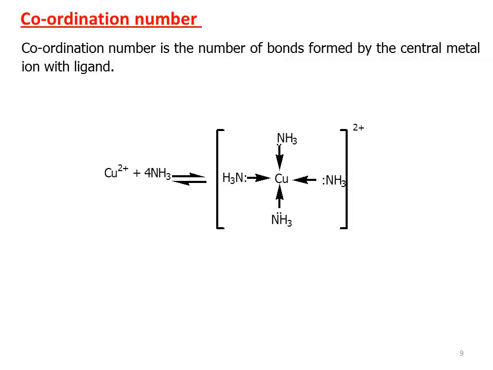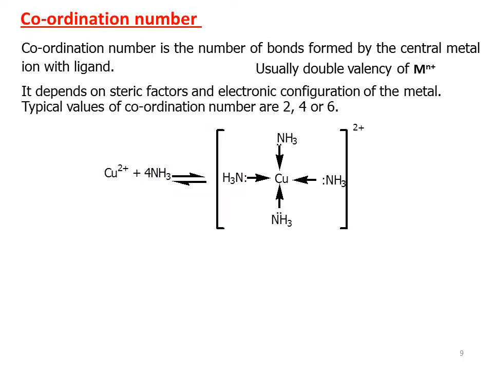In the example we formerly discussed, the copper amine, you can see that the coordination number here is 4. Why 4? Usually we say that it is double the valency of the central metal ion. Copper here is 2 positively charged, so the coordination number of copper is 4. It depends on steric factors and the electronic configuration of the metal. Typical values of coordination number are 2, 4, or 6, even numbers.